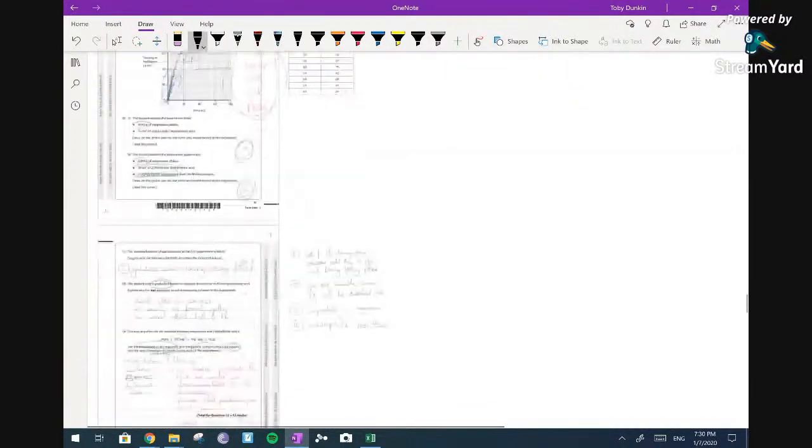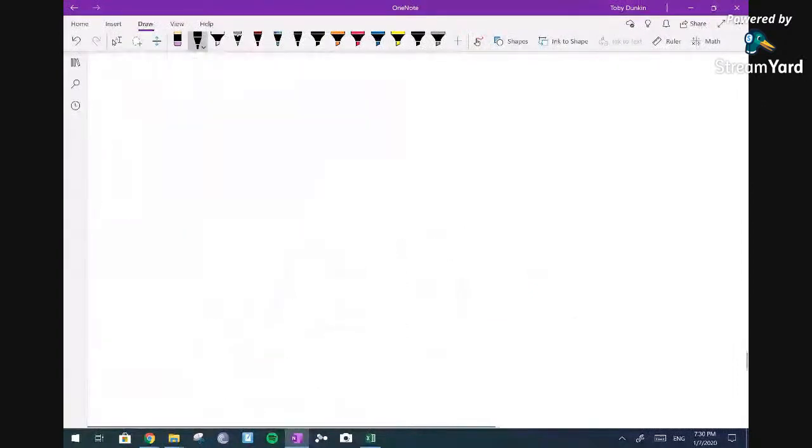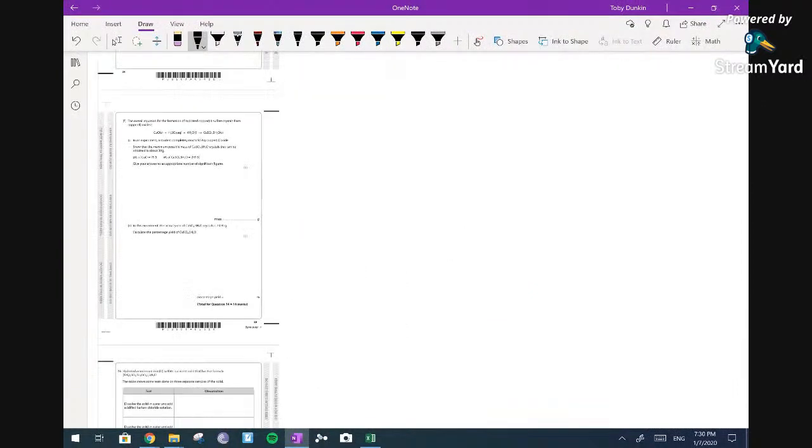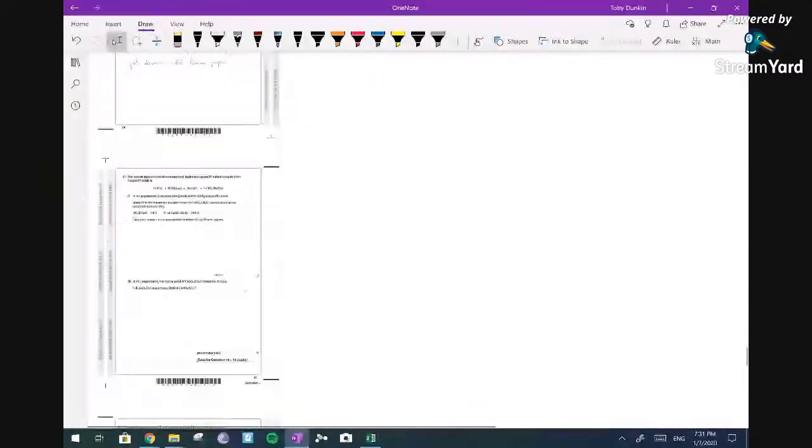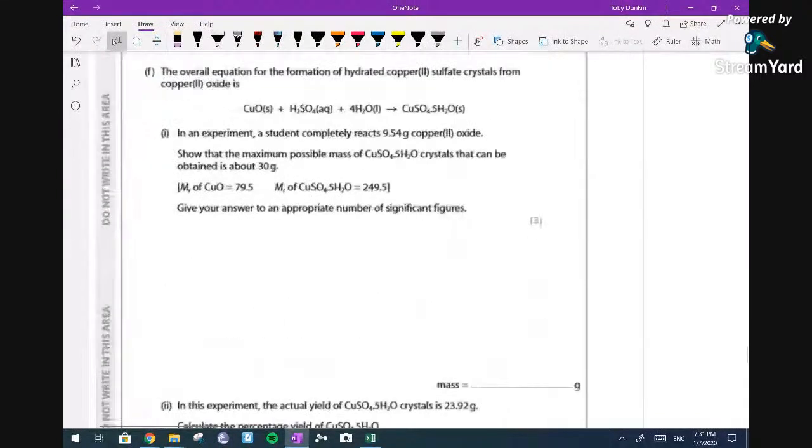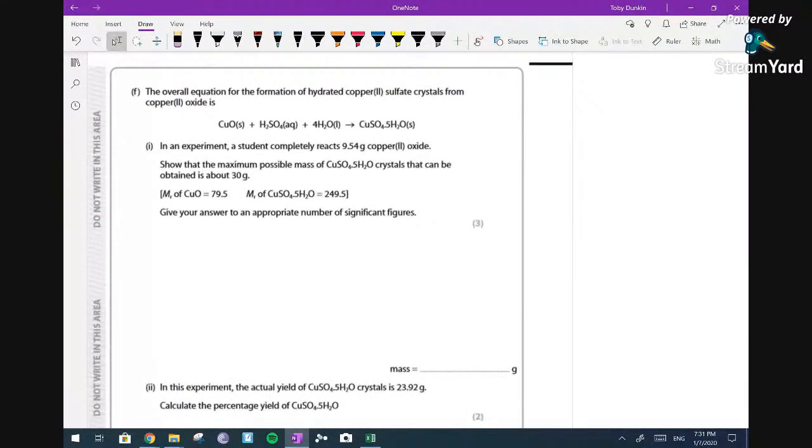Okie dokie. Go back. We're nearly done, folks. Right, we're into calculations. The overall equation for the formation of hydrated copper sulfate crystals from copper oxide is shown below.